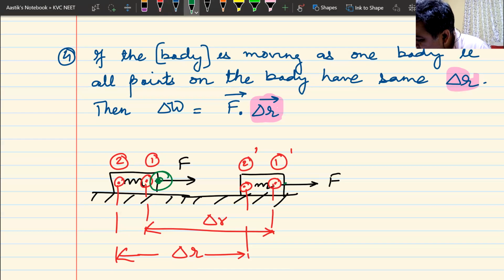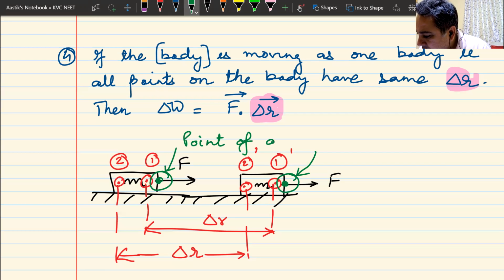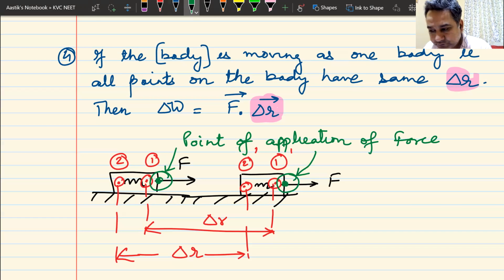This green point, we will discuss more in the next class, because I think the time for this class is gone. I call this green point the point of application of force. This is the point where I have applied the force. Now, if you look at the displacement of this point, in this case, it is also equal to delta r.